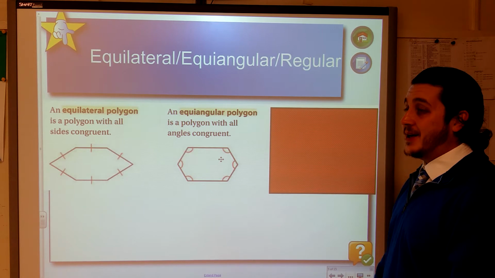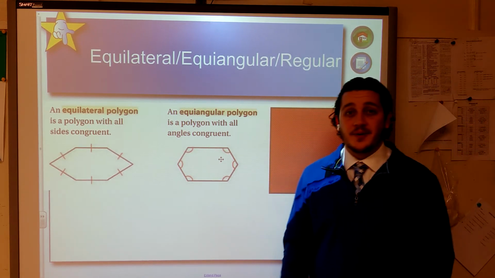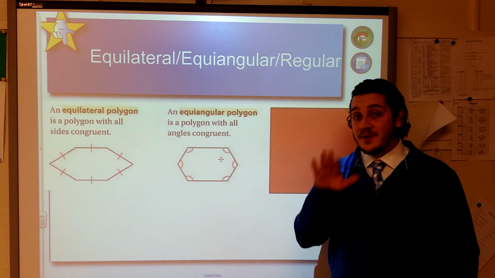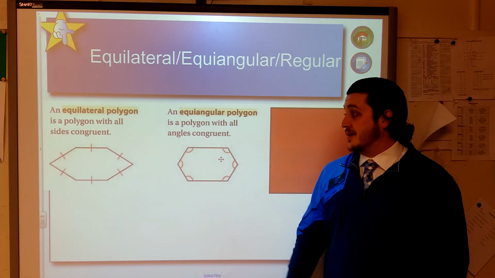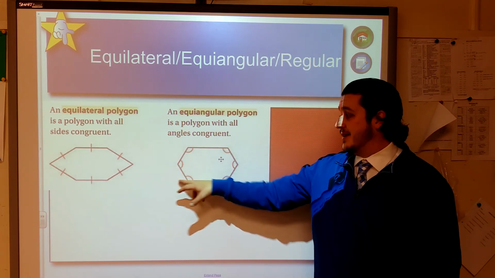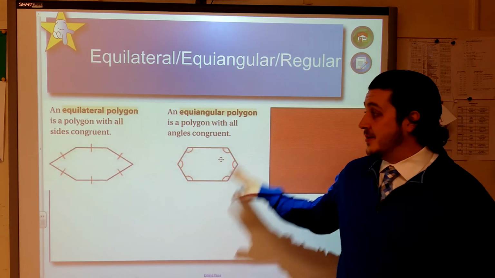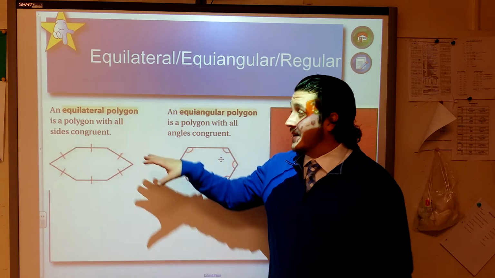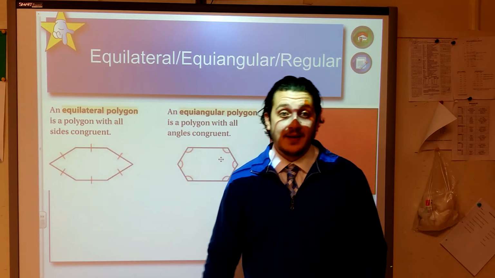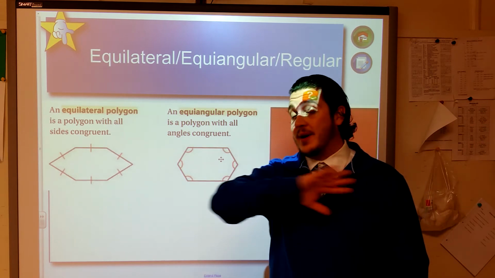An equiangular polygon is a polygon where all the angles are congruent. Doesn't mean the sides are, but all the angles, at least, are congruent. Notice this shape here. All of the angles are, but these sides are a lot longer than these sides. It is possible to draw that, not with a triangle, but with any other polygon. It can be equilateral and not equiangular, and it can be equiangular and not equilateral.